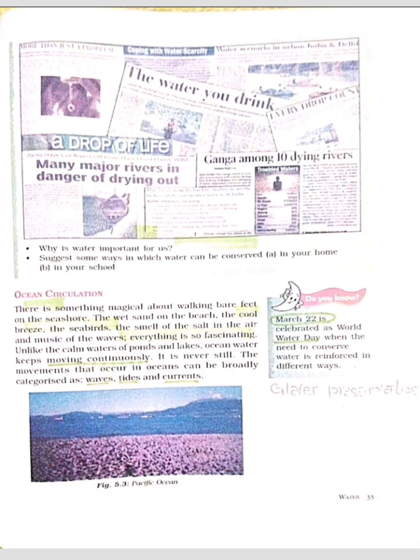The ocean is never still. The movements that occur in the ocean are characterized as waves, tides, and currents. There are many movements in the ocean. These are categorized differently on the basis of their speed and motion, which are the waves, tides, and currents.